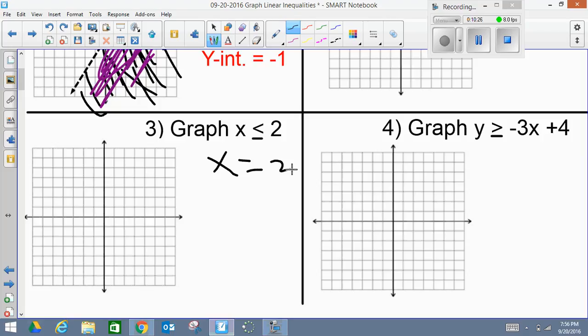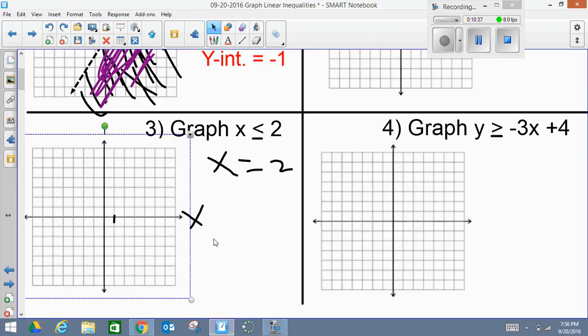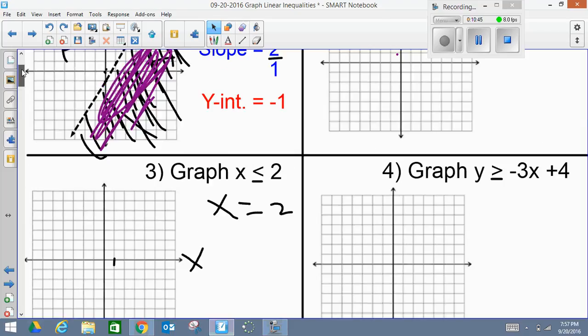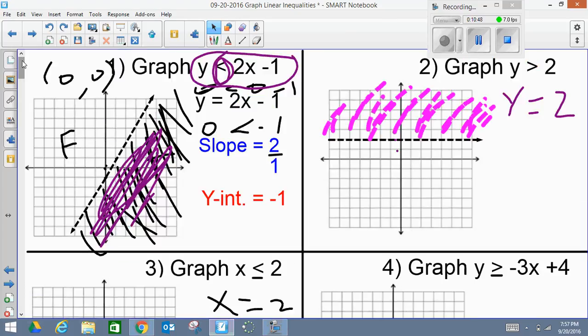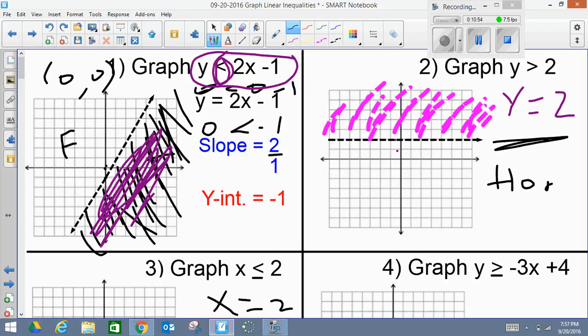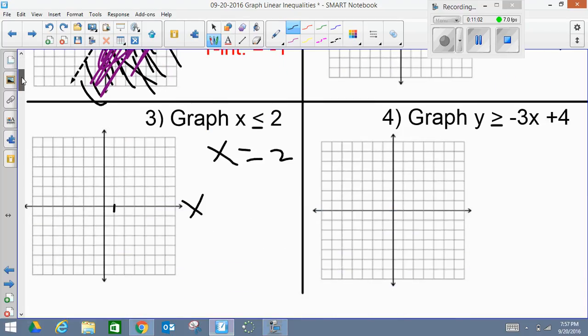So when this happens, I'm going to go to my x-axis and I'm going to go to 1, 2. Right here is 2. So that's going to be a vertical line. So x equals a number is going to give you a vertical line. Y equals a number, like on number 2, is going to give you a horizontal line. X equals a number is going to be a vertical line, and it goes through 2.